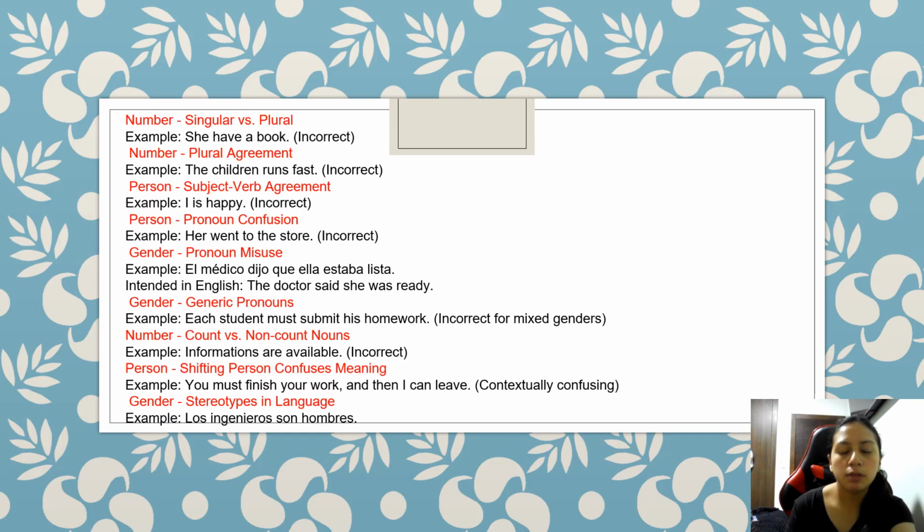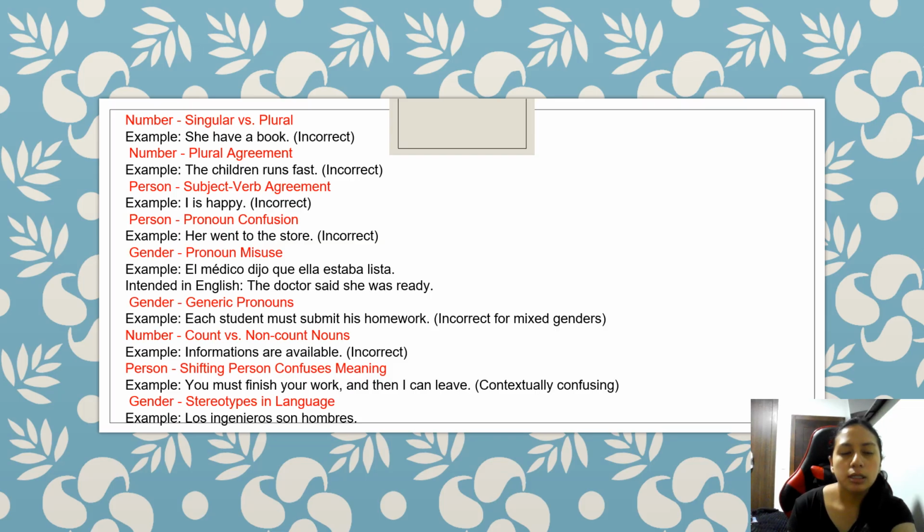The examples about this topic. The first example is a number, singular versus plural. For example, "she have a book" is incorrect. The correct is "she has a book." Using plural verbs with singular subject confuses meaning and sounds ungrammatical.